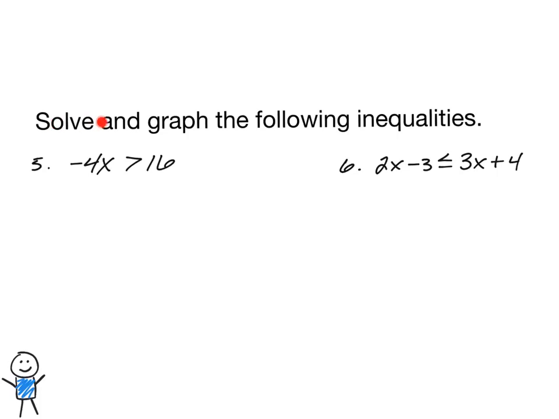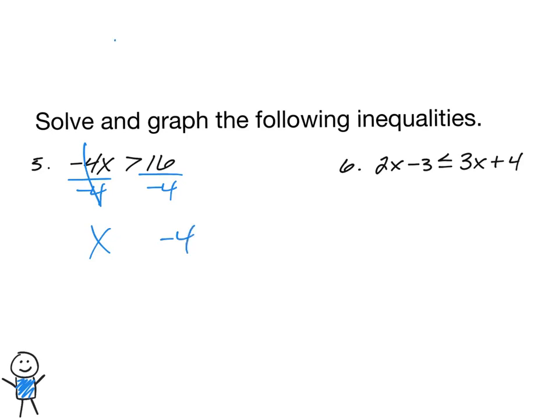On these two examples, we're going to solve the inequalities and we're going to graph the results. So let's take a look at problem number 5. It says negative 4x is greater than 16. If I want to solve this for x, my first step is to divide by negative 4 to cancel that times negative 4. If you do it to one side, you've got to do it to the other, in which case I get a result of 16 divided by negative 4 is negative 4.